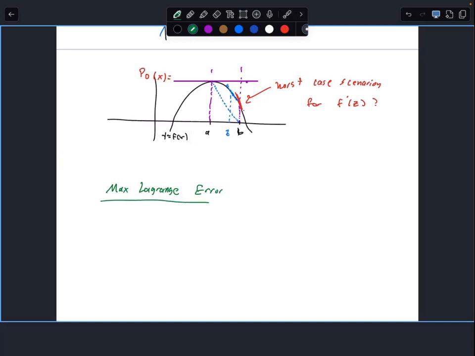Okay, the max Lagrange error, which is equal to the maximum. We're going to do an EVT problem, extreme value theorem problem, of the absolute value of the Lagrange remainder, f of n plus 1, the n plus 1 derivative at z, over n plus 1 factorial, times basically the delta x, how far it is that we want to be going? B minus A. Is that the absolute value? Yeah, sorry.